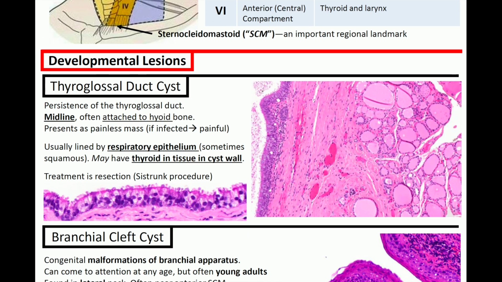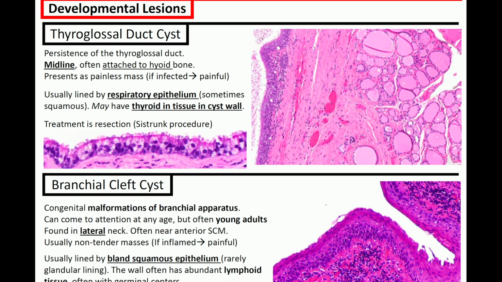All right, next section, we've got our developmental lesions. The first developmental lesion is very common, so a thyroglossal duct cyst. And a thyroglossal duct cyst is persistence of the thyroglossal duct, and it is often midline. Key feature, often that'll come up on a test question or in practice. So these are commonly midline, often attached to the hyoid bone, and usually will present as a painless mass unless they're infected, and then they can become more painful.